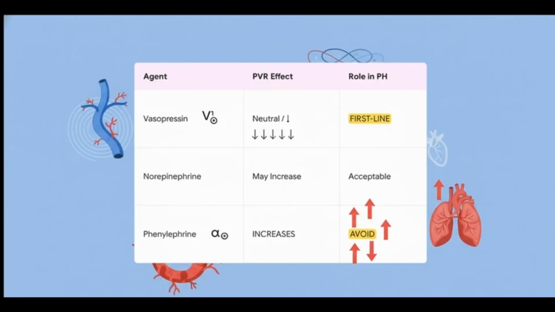For vasopressor support, vasopressin is your first-line agent. Why? Well, its mechanism through V1 receptors boosts systemic vascular resistance without messing with, and sometimes even improving, pulmonary vascular resistance. On the other hand, a pure alpha agonist like phenylephrine is something you have to avoid.